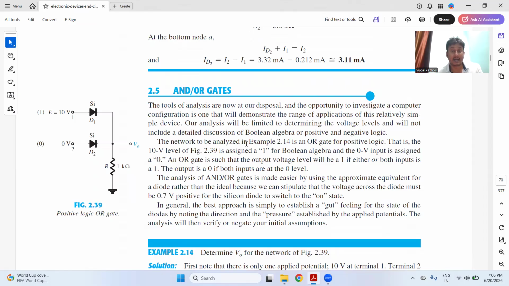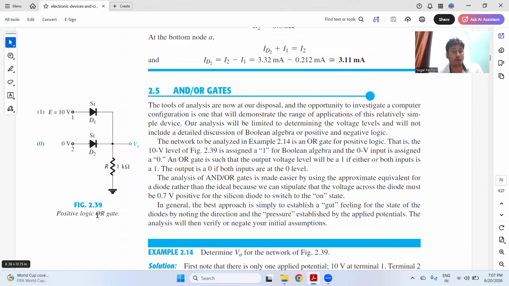So all these gates are realized using diodes. As you can see, there is a power supply, you can see in figure 2.39. There is a supply of 10 volt. If 10 volt is supplied, this will be on, and you will get the output as on.